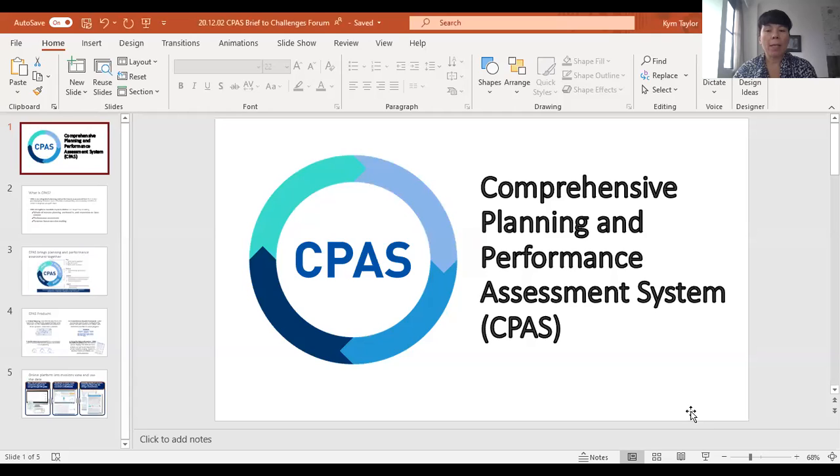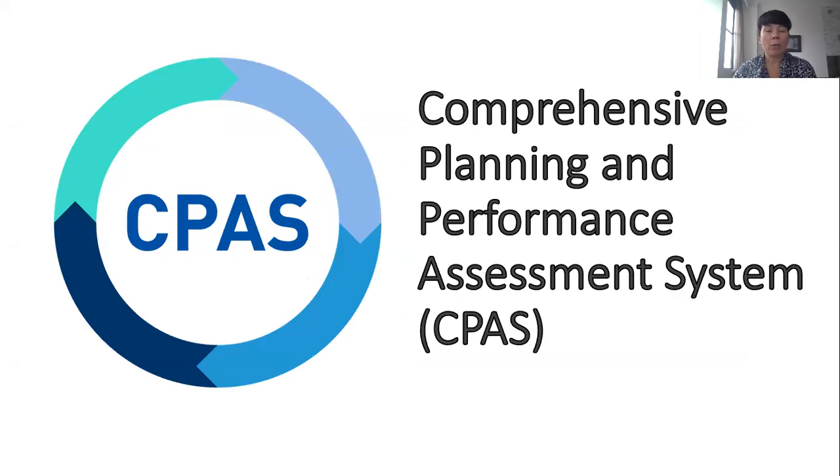Since we have a very short time frame today, I've prepared a brief PowerPoint presentation which I hope will make it easier for you to absorb the information and which you can hopefully see on your screen now. The tool that UN Peacekeeping has developed is called the Comprehensive Planning and Performance Assessment System, often referred to by its acronym CPAS.